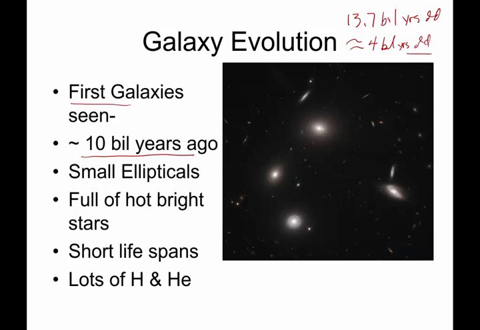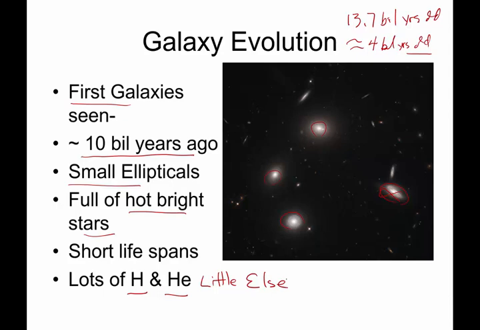And those first galaxies are these small ellipticals. Small ellipticals are more white, because that one actually has some spiralness to it. But these small ellipticals are very white. They're full of hot, bright stars. And when we analyze the elements that made them up, they contain lots of hydrogen, helium, and very little else.